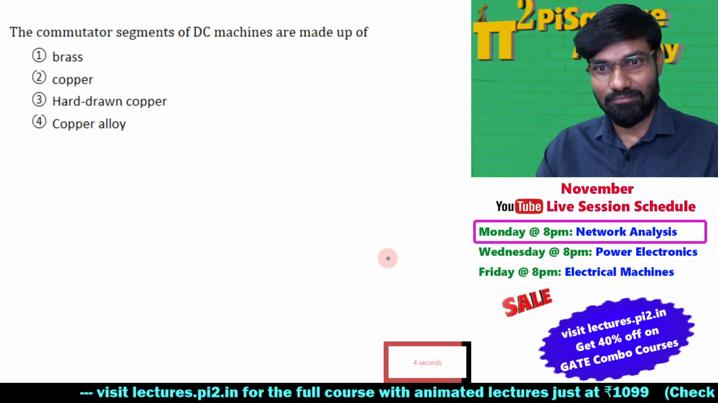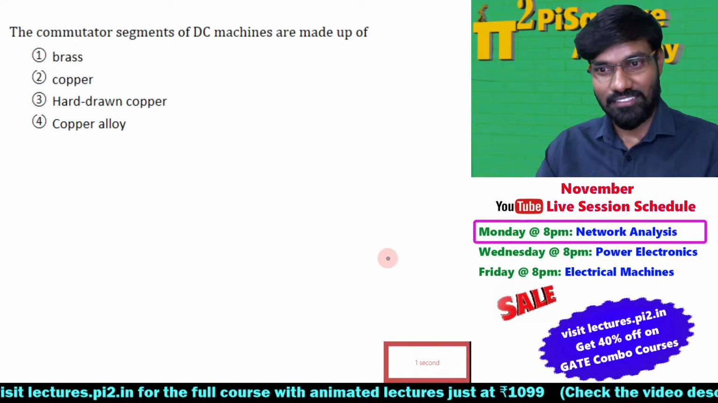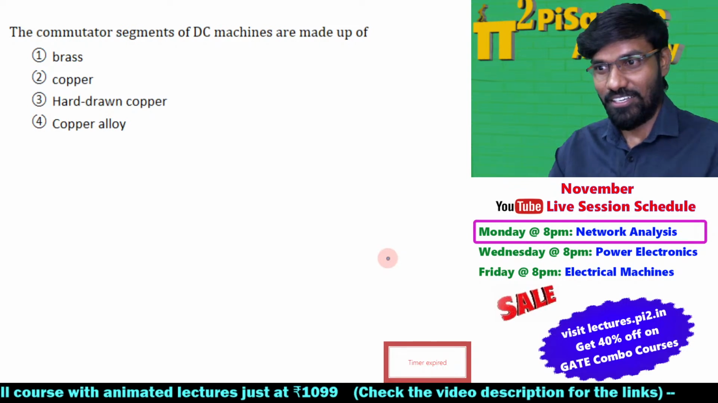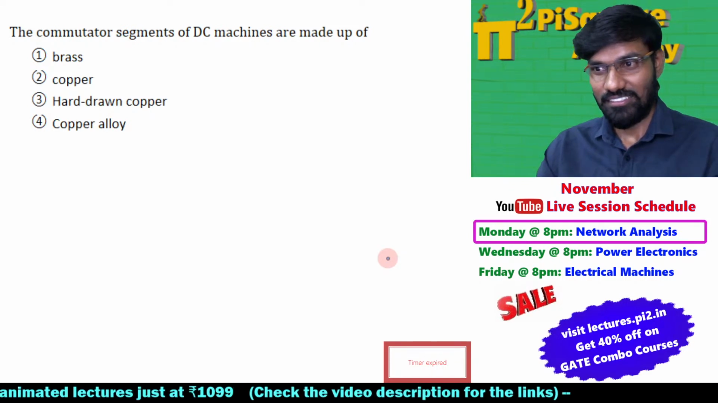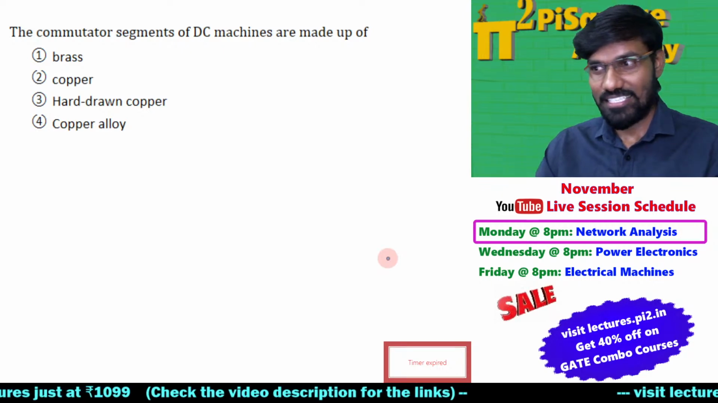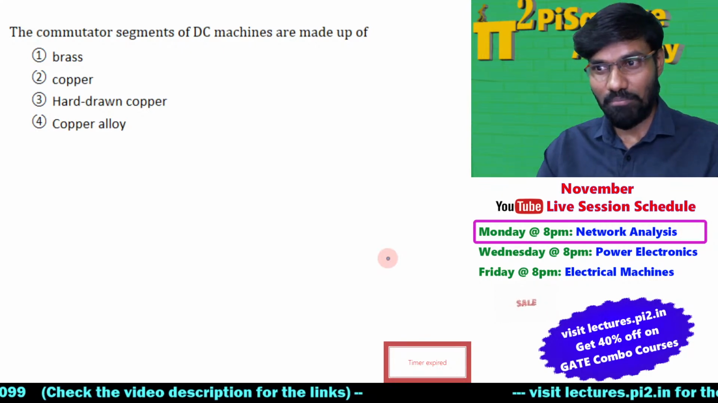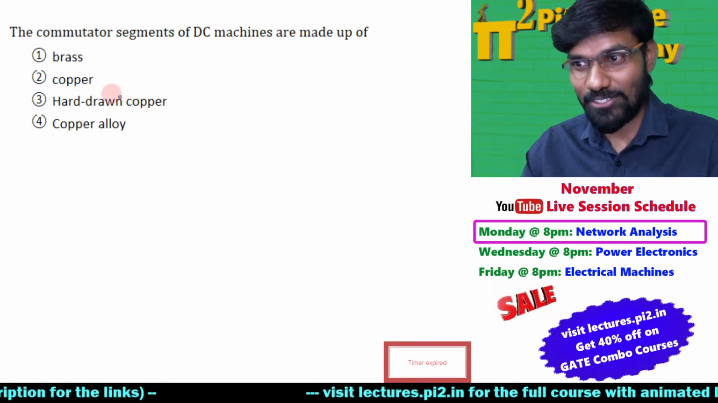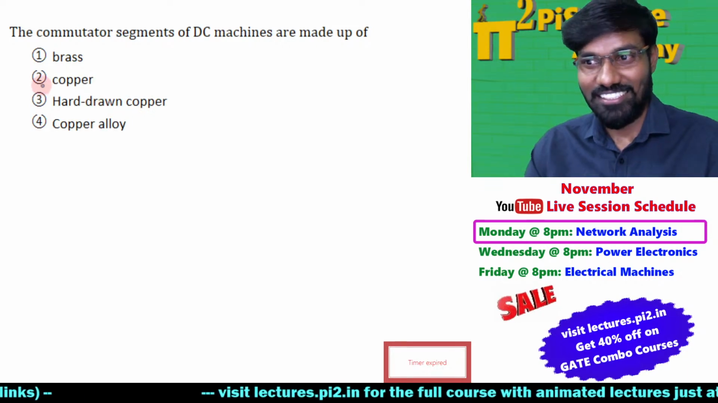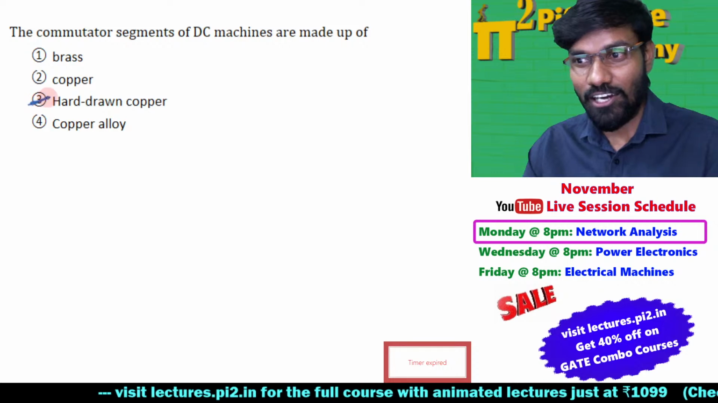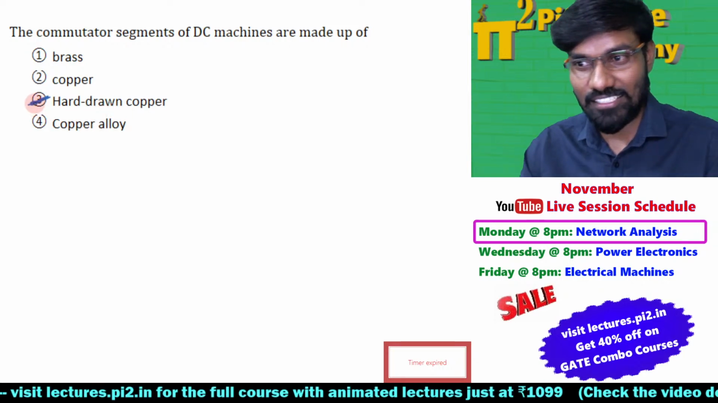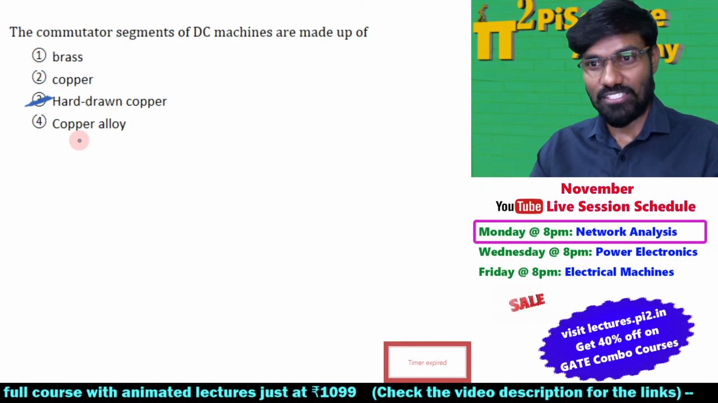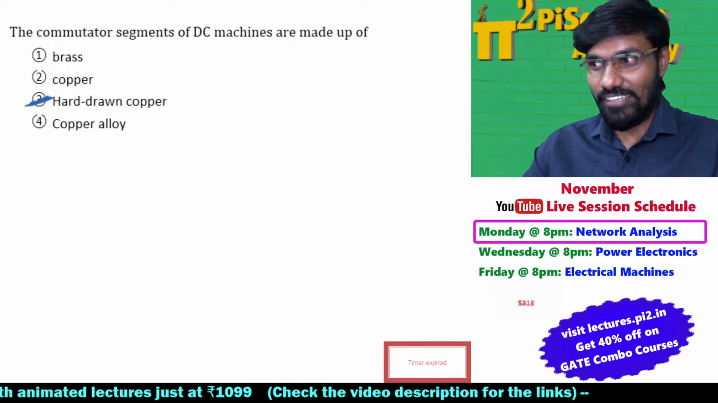Okay, good. People are saying copper. Commutator segments are made up of, see here, it's copper here also, it's copper here also. Which copper? Option 2? No, it's hard drawn copper. 3 is the answer. Yes, good. Most of you answered correctly. Next question.